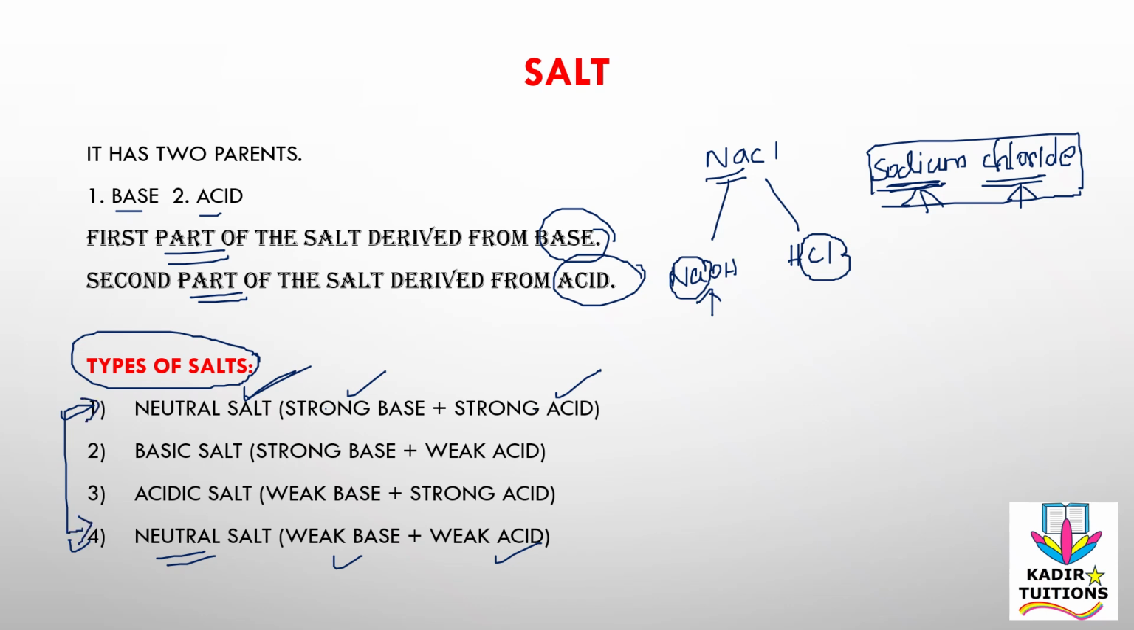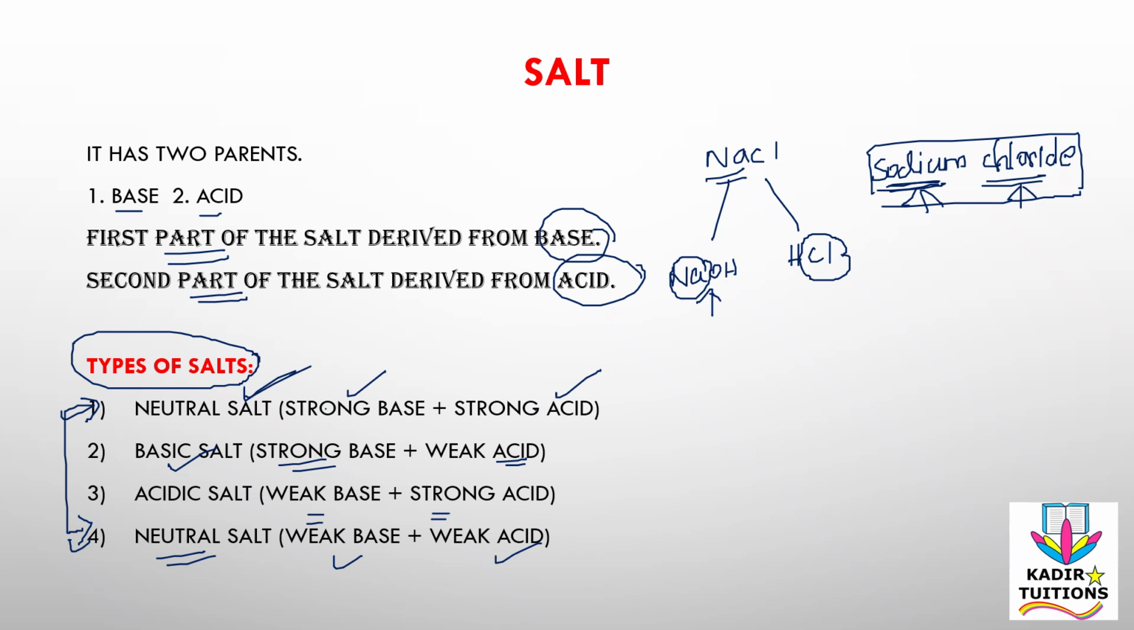The next type is basic salt. We get a basic salt when a strong base reacts with a weak acid. And what about acidic salt? When a weak base reacts with a strong acid, we get an acidic salt as a result. This is how we define the salts.